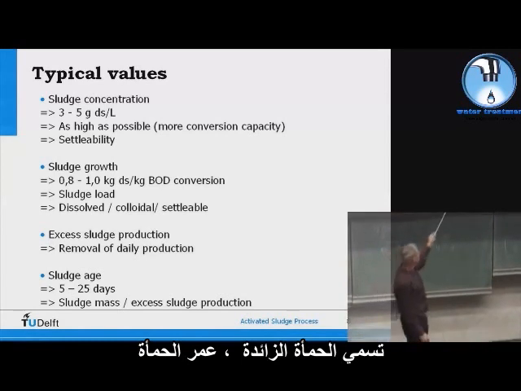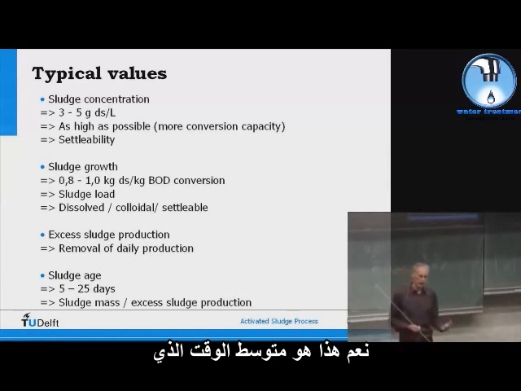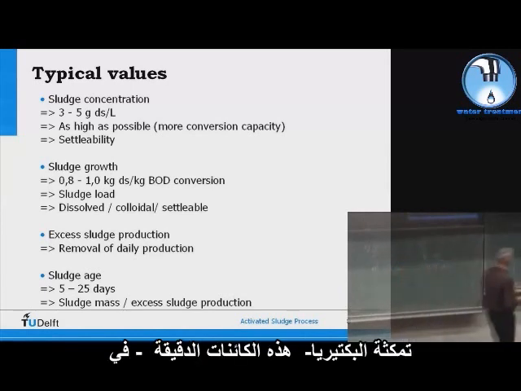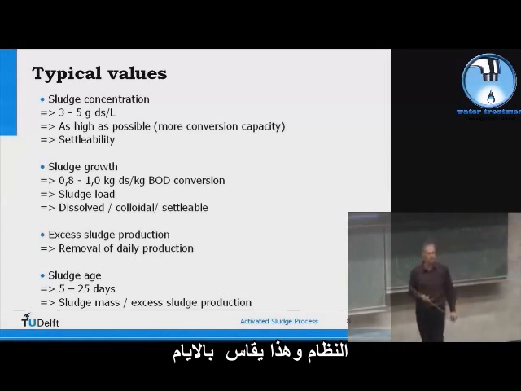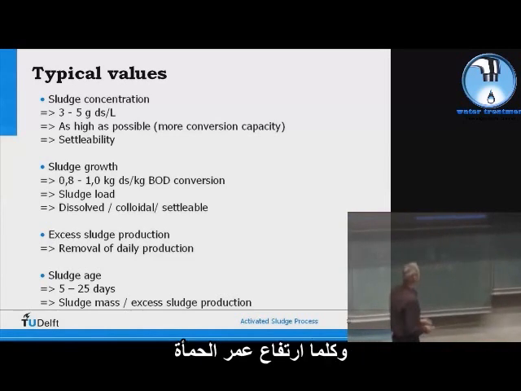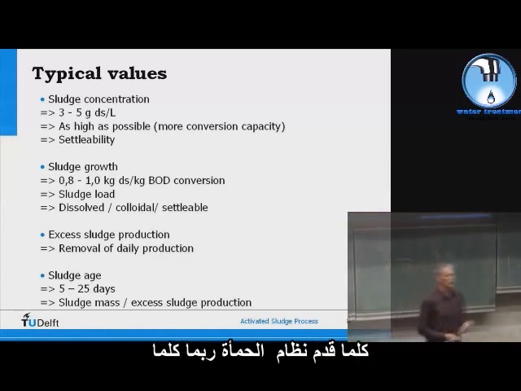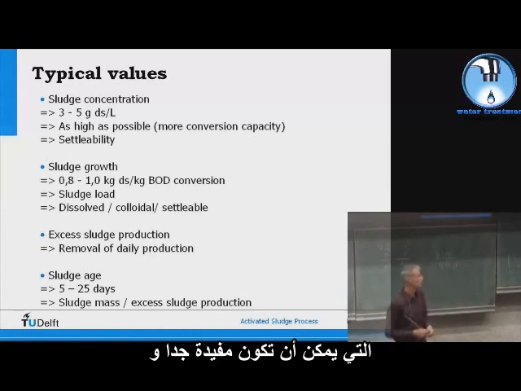The sludge age. That's the average time that bacteria, these microorganisms, stay in the system. And that's in the order of days. It can be up to 25 days. So the higher the sludge age, the older the sludge is, the more possibly specialized bacteria are in the system, which can be very helpful.